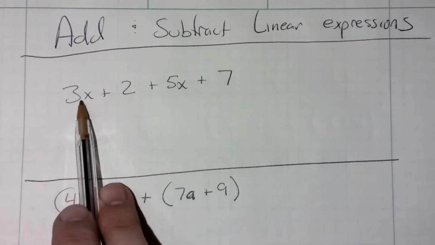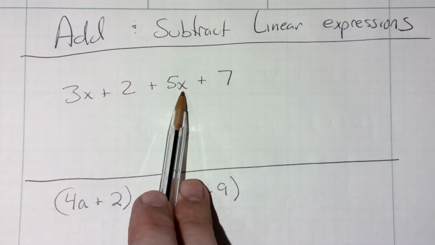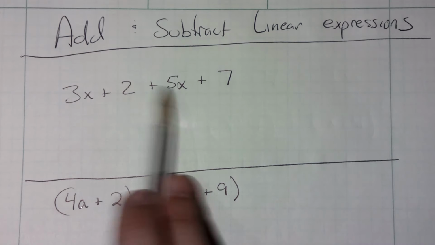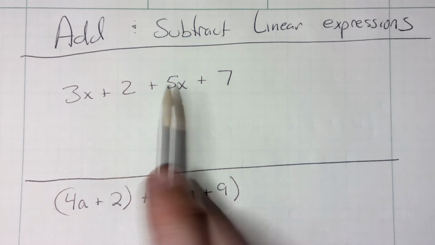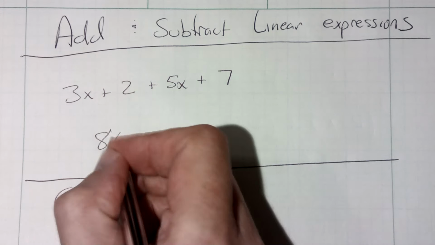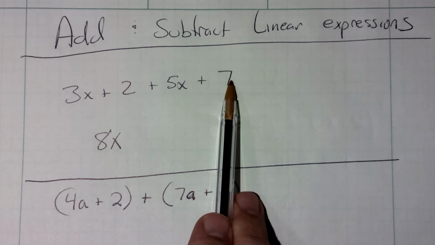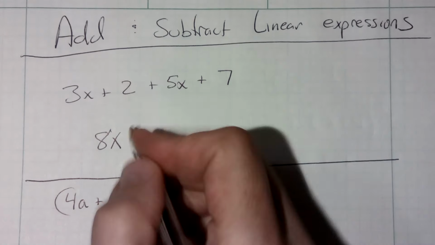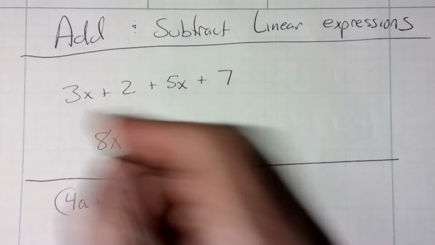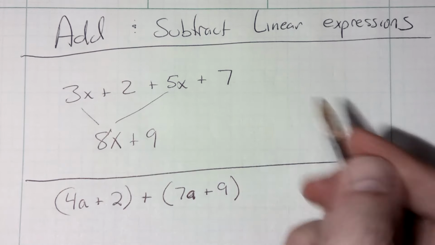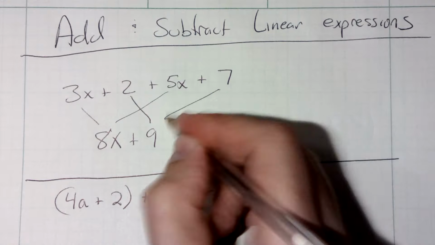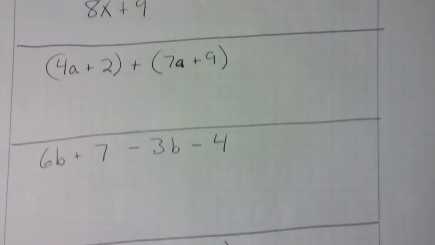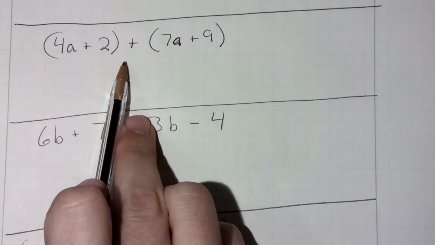pair up or group up the two terms that are the same, the 3x and the 5x. Remember, think of it as I have 3 x's and I have 5 more x's for a total of 8 x's. Then we have two terms that don't have any variable, we have 2 plus 7 more, we have 9. Again, I group the two terms that had the x together, and I group the two terms that do not.